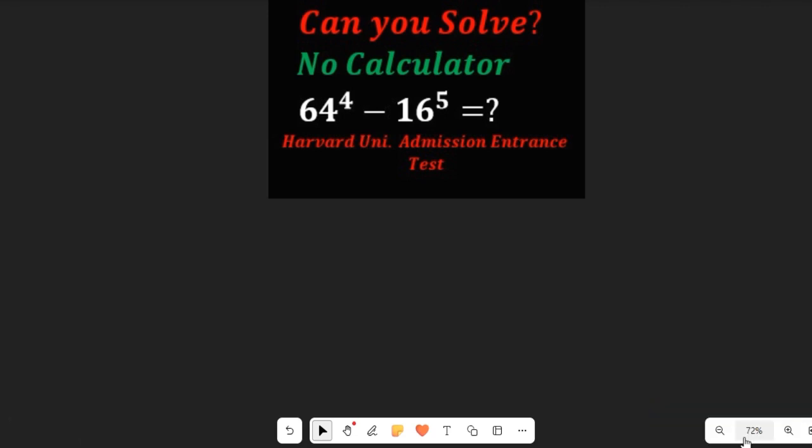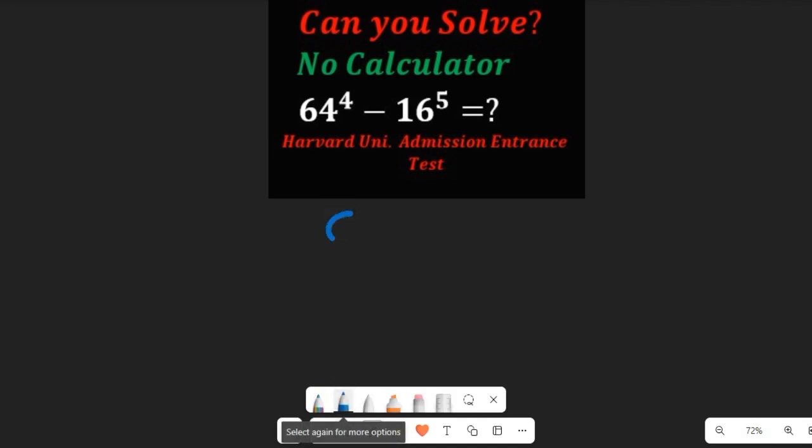To solve this question, we will have to simplify or factor out the bases 64 and 16, and both of them can be factored into 2. 64 is equal to 2 to the power of 6, right? And 16 is equal to 2 to the power of 4, because 2 times 2 is 4, times 2 is 8, times 2 gives us 16.